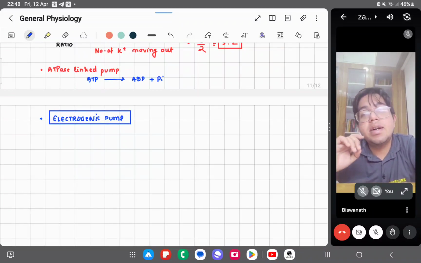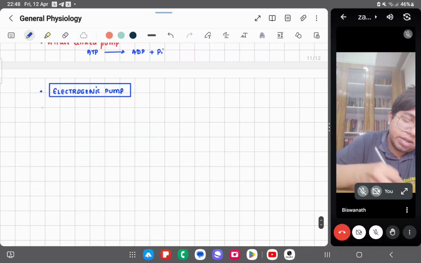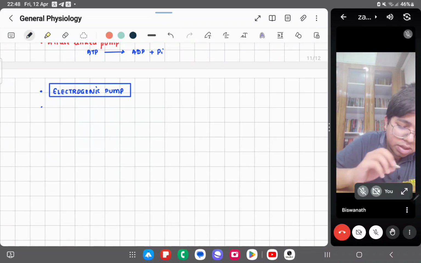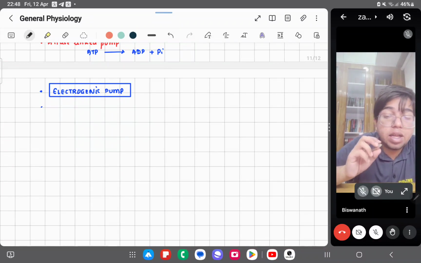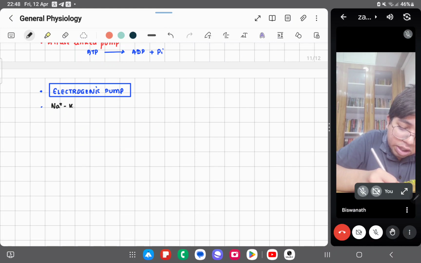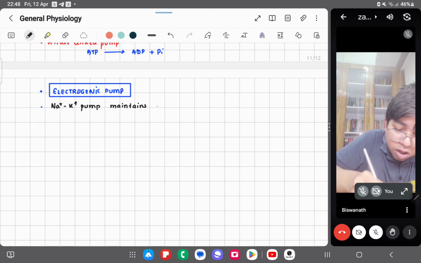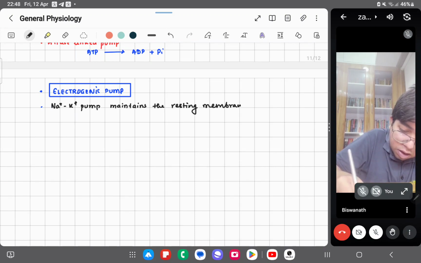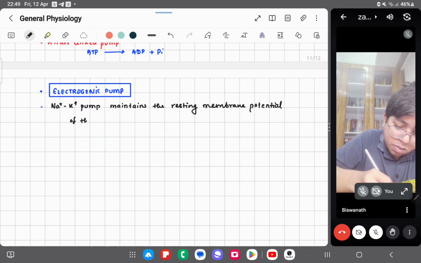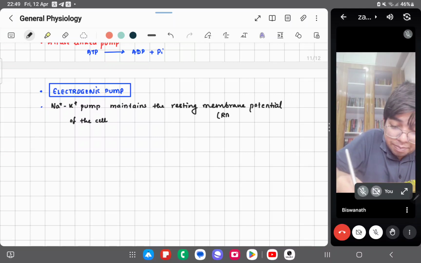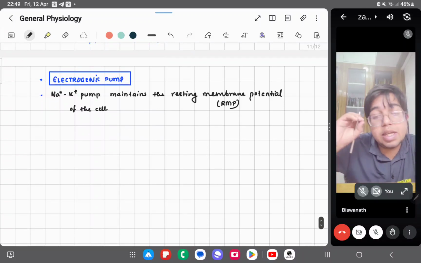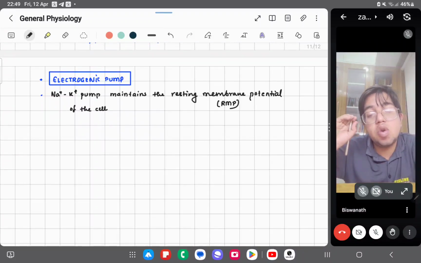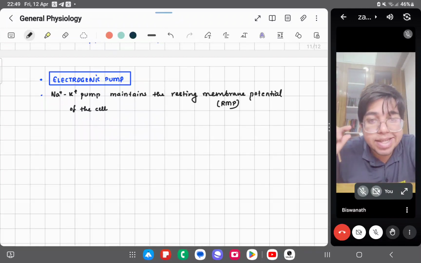Understood? And the sodium potassium pump has a very important function in maintaining the resting membrane potential. Na plus K plus pump. This is called the RMP of the cell, resting membrane potential. The potential of the cell when there is no impulse conduction is called the resting membrane potential.